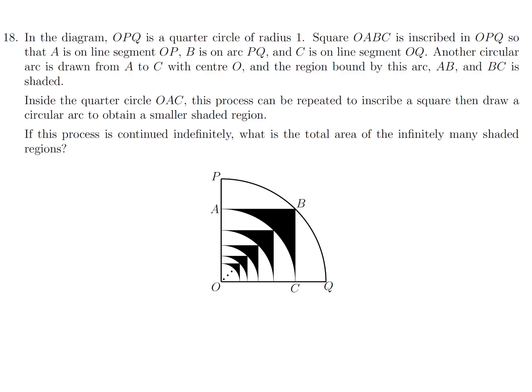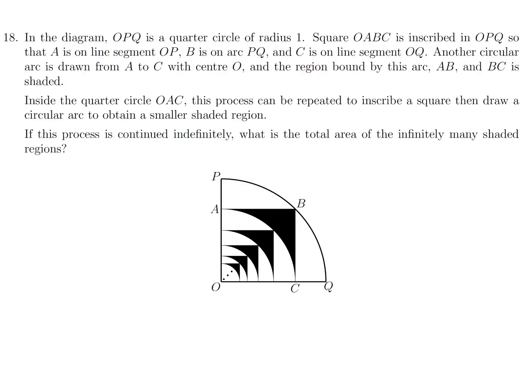In the diagram, OPQ is a quarter circle of radius 1. Square OABC is inscribed in OPQ so that A is on the line segment OP, B is on arc PQ, and C is on line segment OQ. Another circle arc is drawn from A to C with center O, and the region bound by this arc, AB and BC, is shaded.